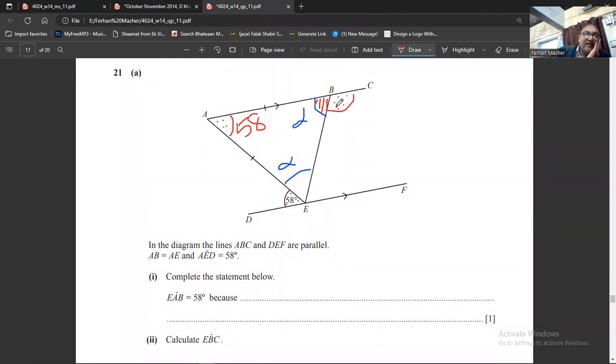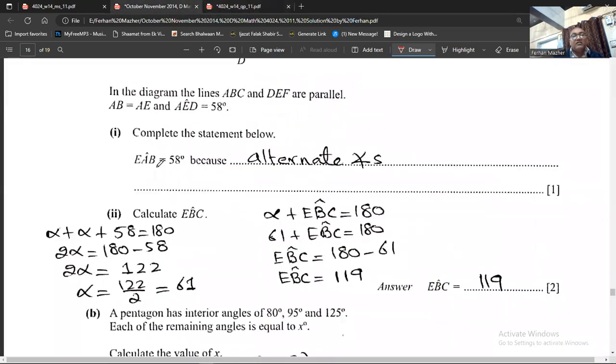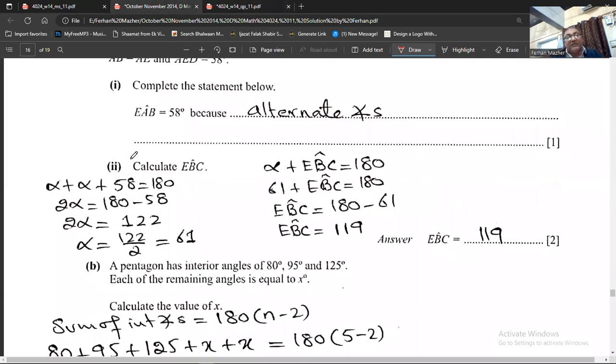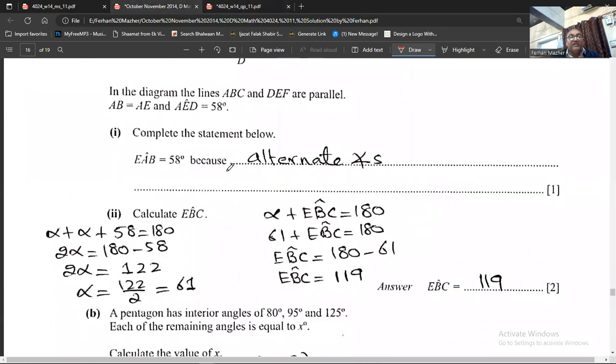I know this angle, and this is a straight line, so if I know this alpha, then I can find this. First of all, I will find this angle alpha. Alpha plus 58 equals 180 because it's an isosceles triangle. So 2 alpha equals 180 minus 58, so 2 alpha equals 122. Alpha equals 122 by 2, that's 61.